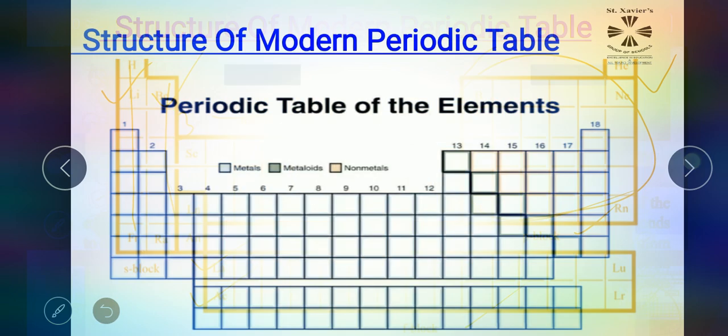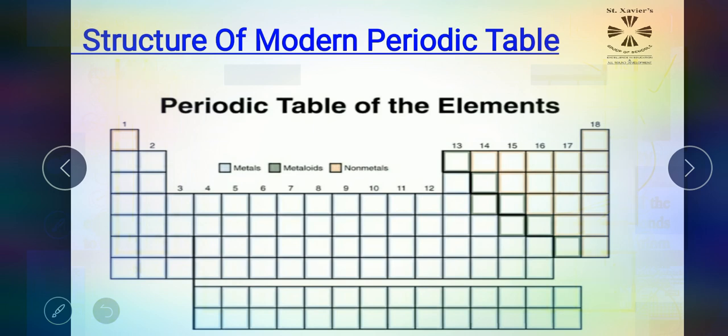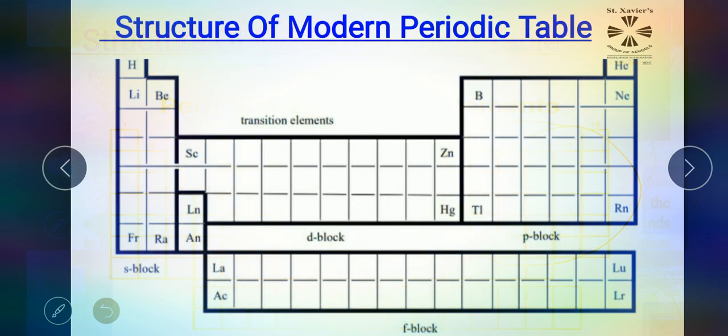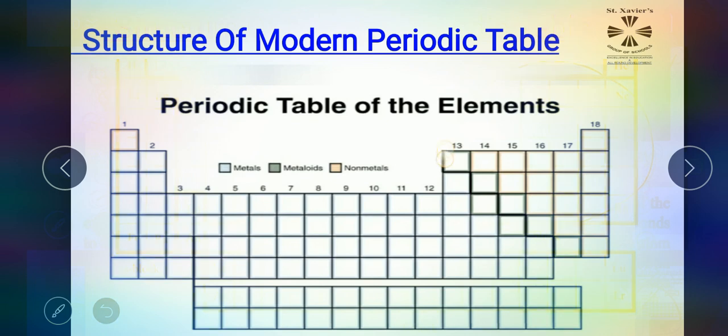Let's go ahead. Here in the modern periodic table, in the P block, students, you saw what the P block is. Here this block is called the P block. In the P block you will be able to see a zigzag line, students.